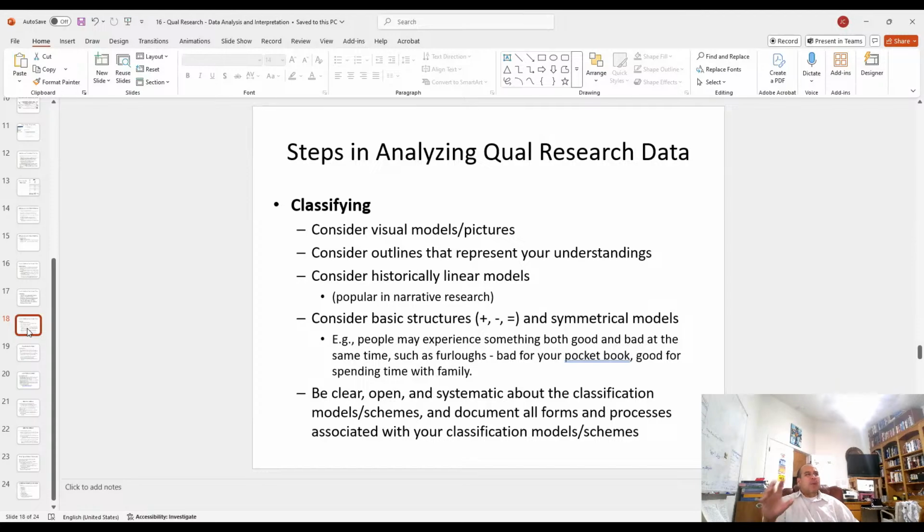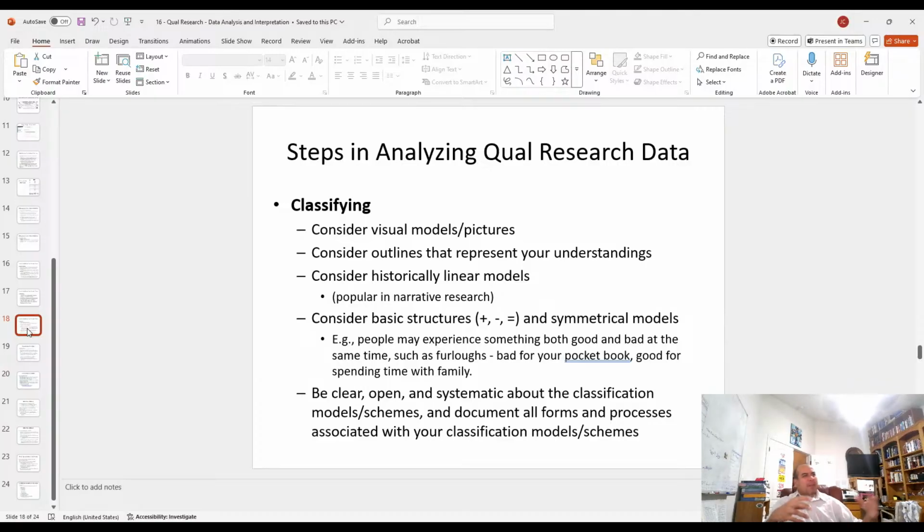You consider doing an outline, consider historical linear models. Like, if you're doing school stuff, what happened in elementary, then what happened in middle school, then after that, high school, and maybe after that, college, right? Basic structures, pluses and minuses, right? Opportunities and challenges. That's always a good way to look at things in terms of how it's affecting human behavior.